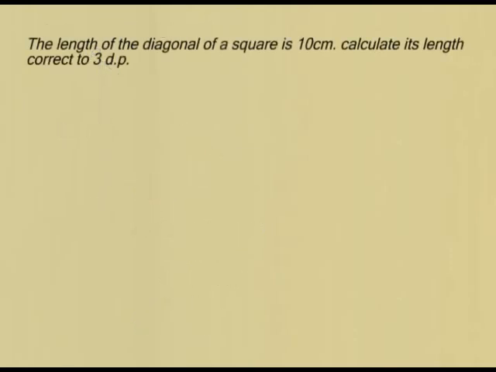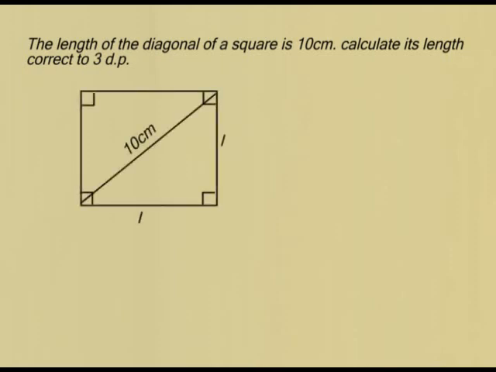Second and last example, the length of the diagonal of a square is 10 centimeters. Calculate the length of the sides to 3 decimal places. Now, this is a square, all sides are equal. 2 sides and the diagonal will form a right-angled triangle. And so L squared plus L squared is equal to 10 squared. 2L squared is equal to 100. L squared is equal to 50. And L is equal to 7.071 centimeters.